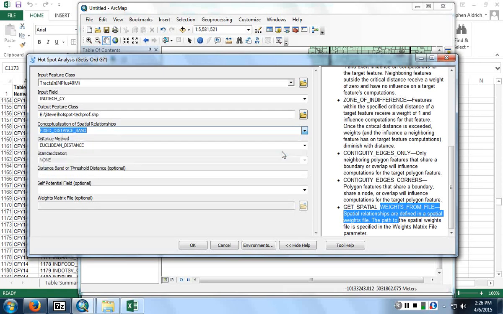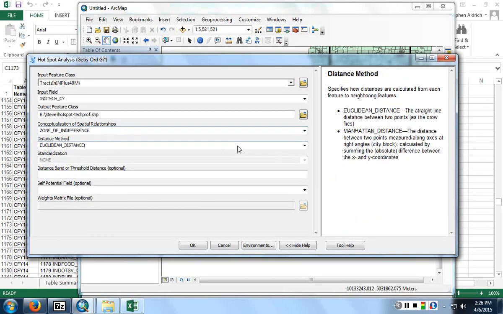Zone of indifference. Well, the problem is that zone of indifference does require some notion, most of these do, of where the critical distance might be, right? So is it just 1 foot away from the centroid of the census tract? Well, no, that's going to be in the census tract, right? Is it 1 mile away? Well, that might be too far. Or that might be okay, but 20 miles might be too far, right?